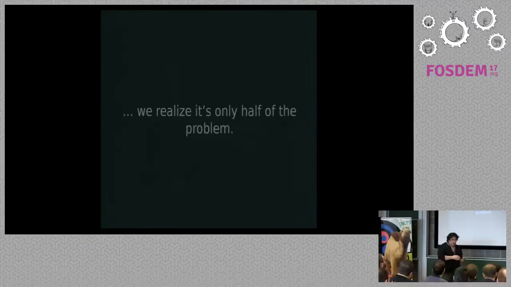So if we look at great examples of other communities like Java and Go, we realize that deploying is only half of the question.